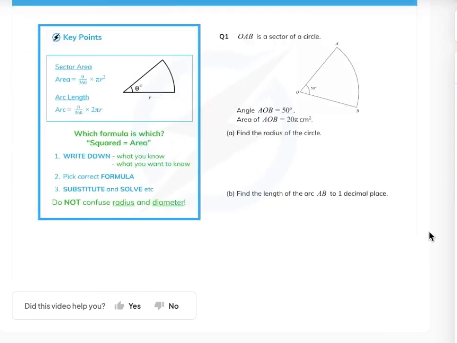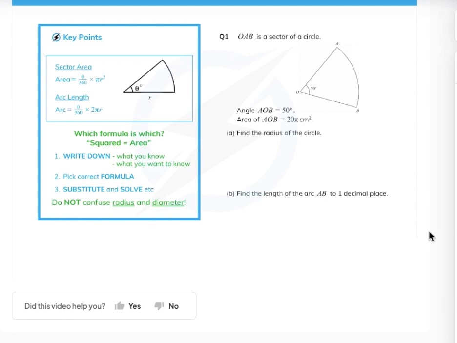So here we're going to look at working with sectors of a circle, looking at both the area of it and the length of the arc at the end. The arc is this curved bit here. So this sector, looks like a slice of pizza, is a sector of a circle, and the formulas are very like the formulas for the area of a circle and the circumference of a circle.